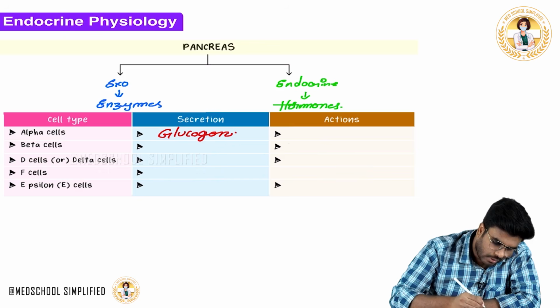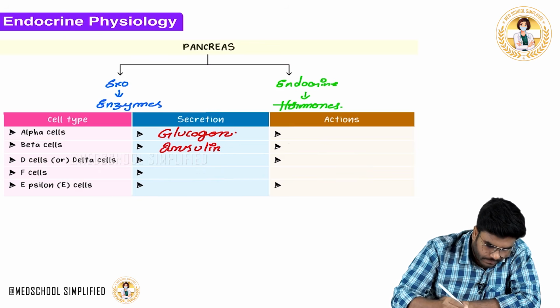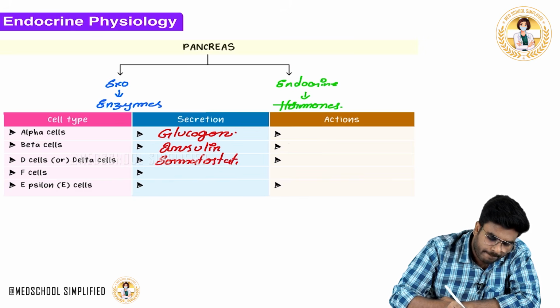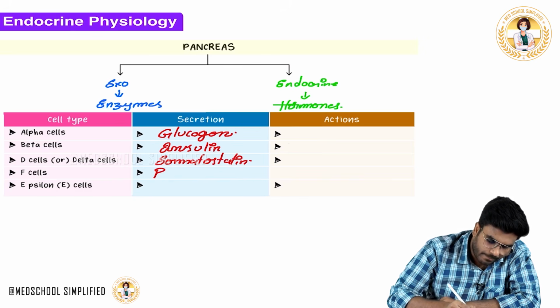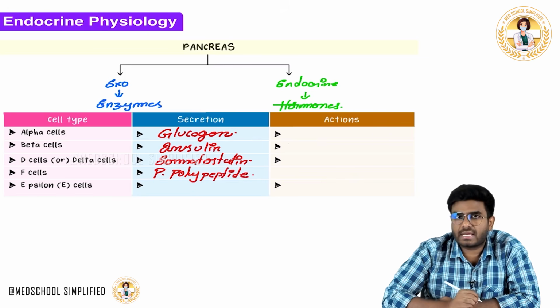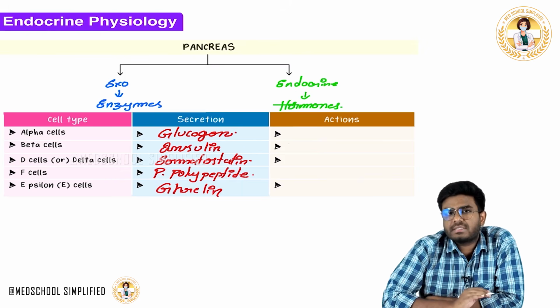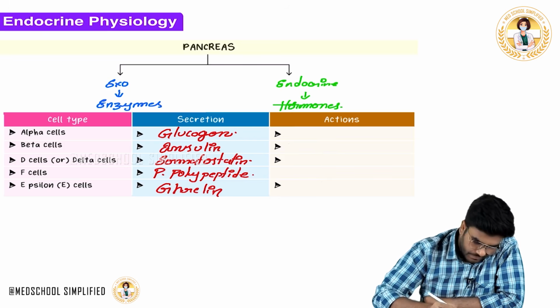The beta cells produce insulin, and delta cells or D cells produce somatostatin, and F cells produce pancreatic polypeptide, and epsilon cells or E cells produce a hormone called ghrelin. So these are the different cells producing different types of hormones. Now let's see the functions of these hormones.